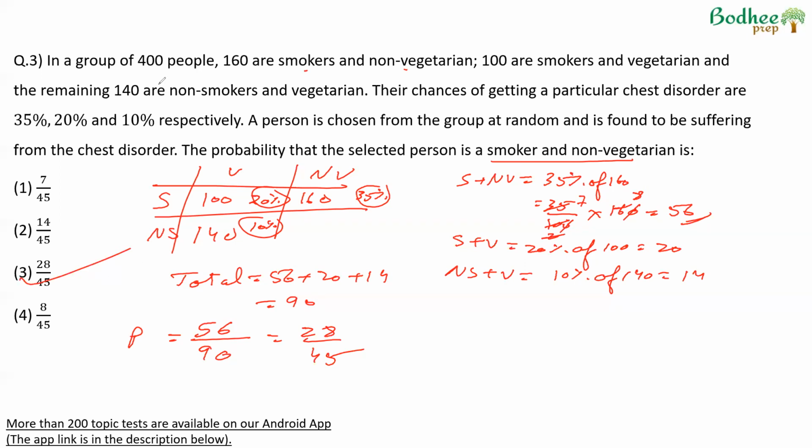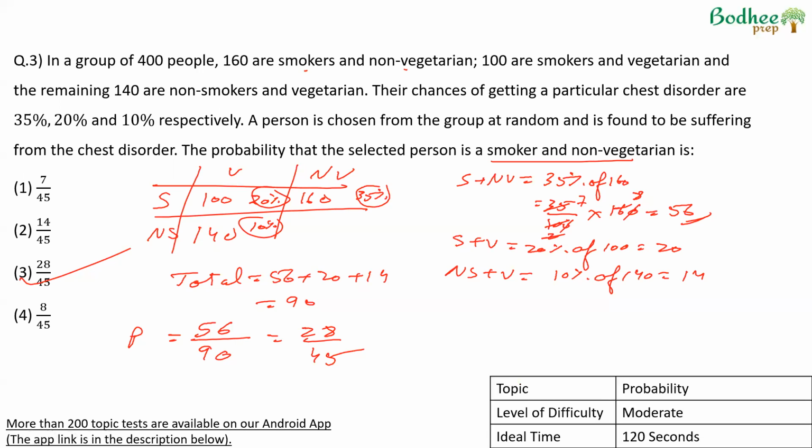I'd say it is a moderate level of difficulty question. The calculation is not very high, and we've come across these questions while practicing as well.